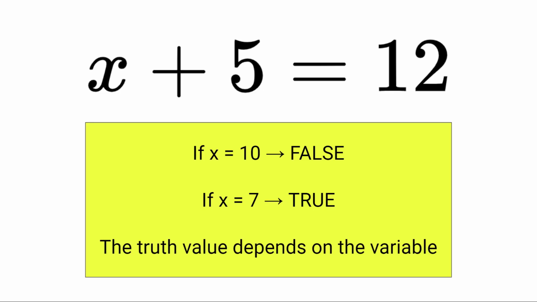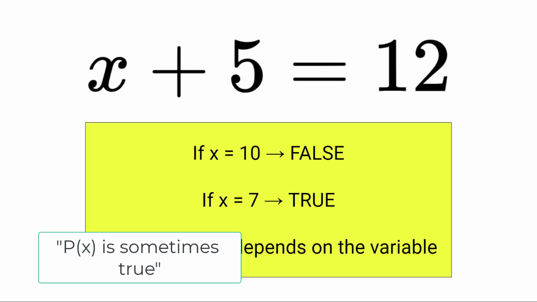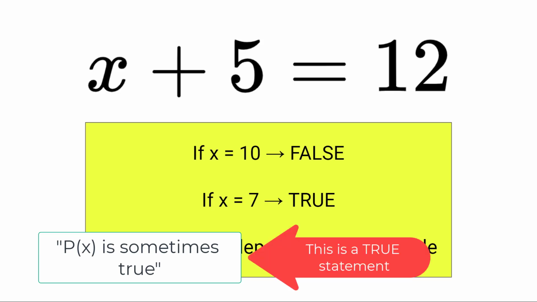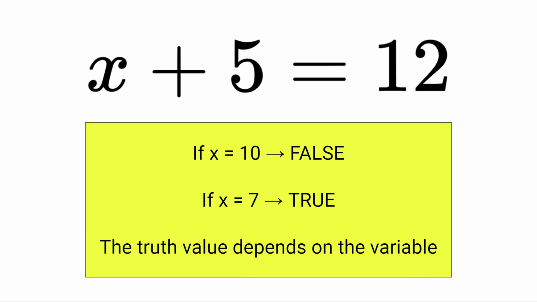Here's another secondary statement we can make from the original predicate. P of x is true for at least one value of x. Another way to say this is that P of x is sometimes true. Now that statement is definitely true because there is at least one value of x that makes P of x true, and we even know what it is. It's x equals 7.